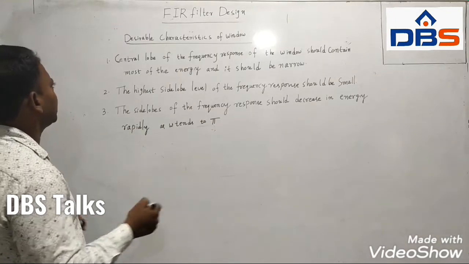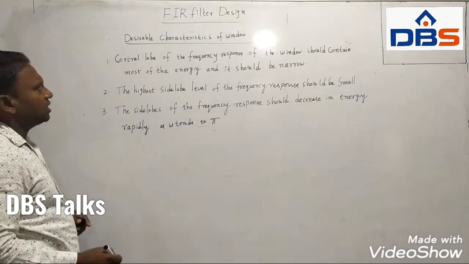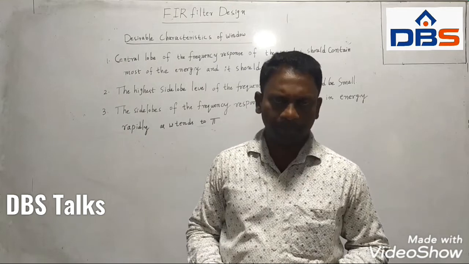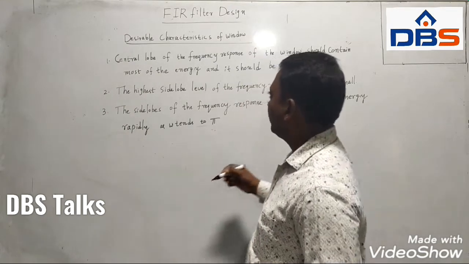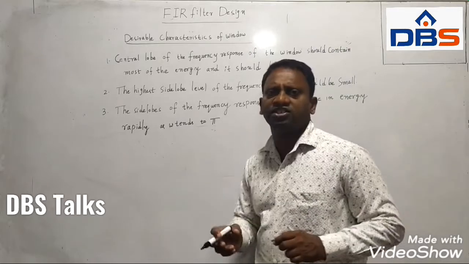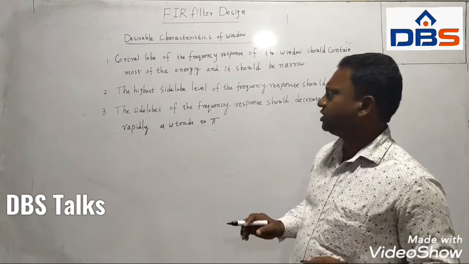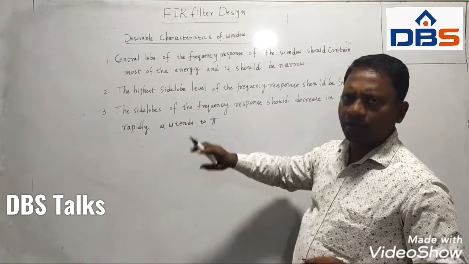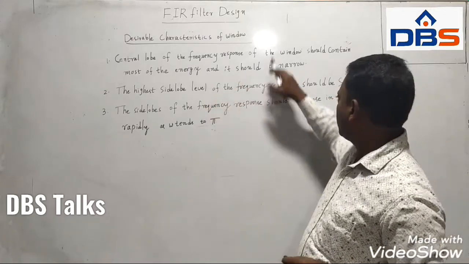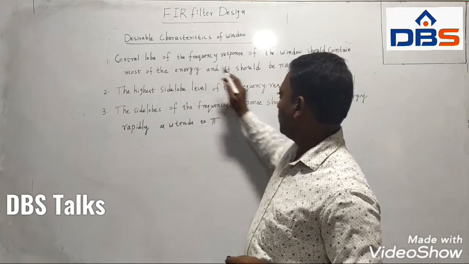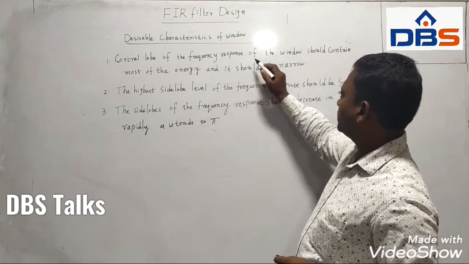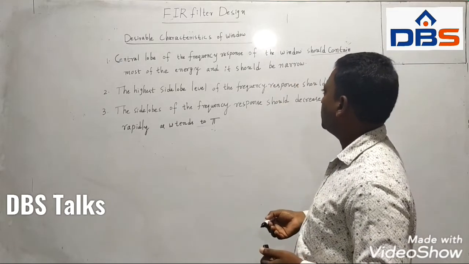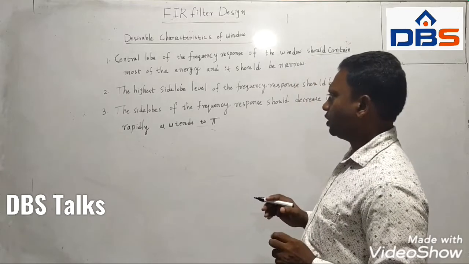Characteristics of a window. So this is the next important thing we have to consider. Just now we have seen what a window is and what the necessity of a window is. Now we are going to see the desirable characteristics, what characteristics a window must have. These are the important points about the window characteristics, and you have to note them down, and we will also see them one by one. The central lobe of the frequency response of the window should contain most of the energy and it should be narrow. That is a very important property.